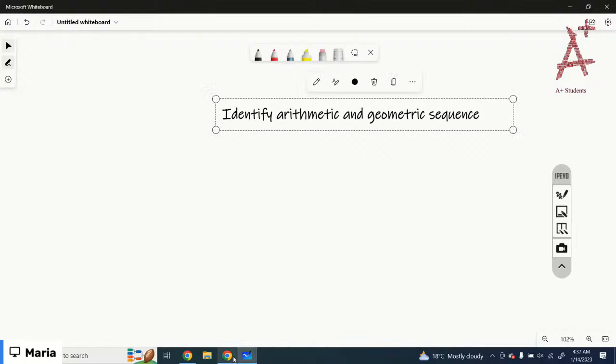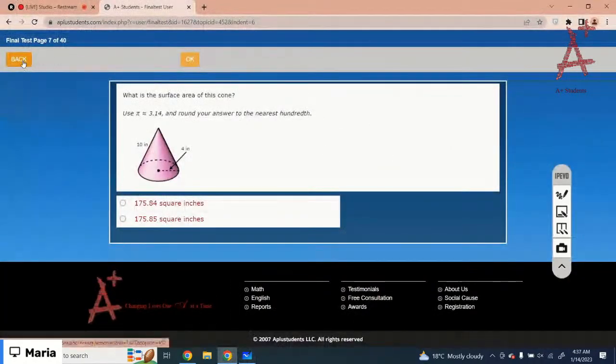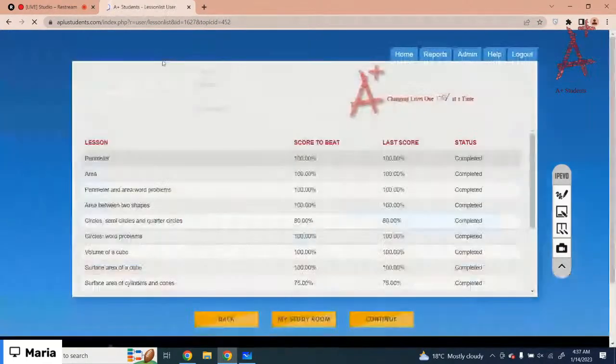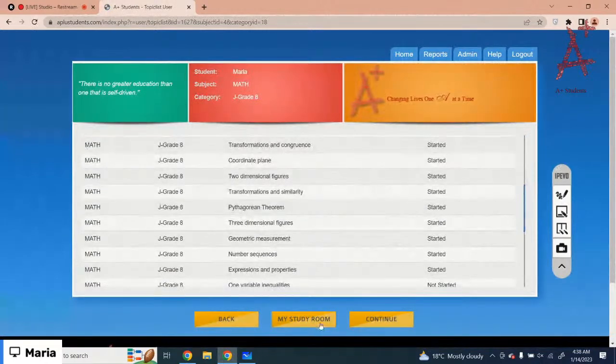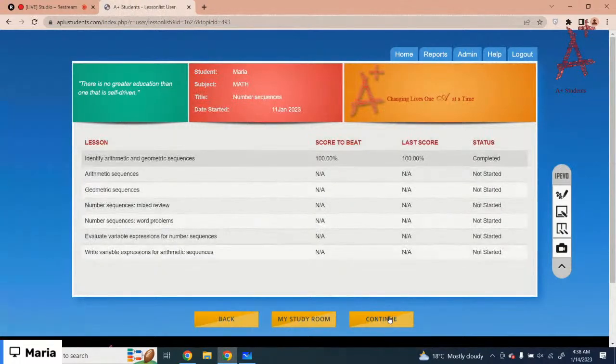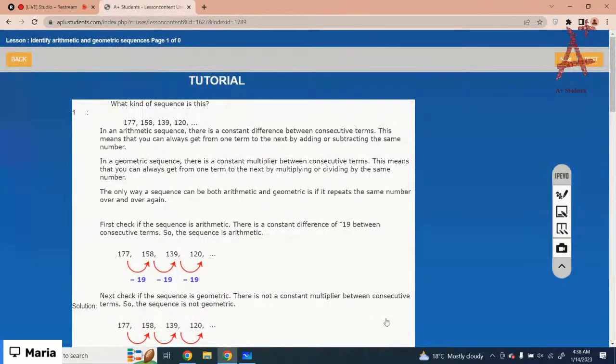Okay, let's start with the next chapter, that is number sequences, and the lesson name is identify arithmetic or geometric sequence. Let me just go to the lesson. Okay, here is the chapter number sequences, and let's start with the first lesson, identify arithmetic and geometric sequence. Let's start with the first example.